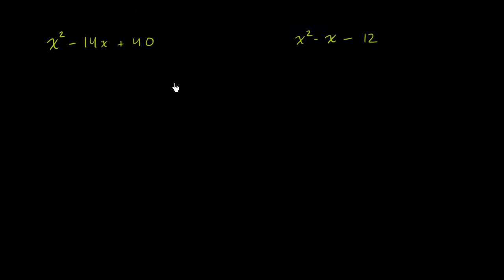And to think about it, let's think about what happens if I were to multiply x plus something times x plus something else. Well, if I were to multiply this out, what do I get? Well, you're going to get x squared plus ax plus bx, which is the same thing as a plus b times x, plus a times b, plus ab.